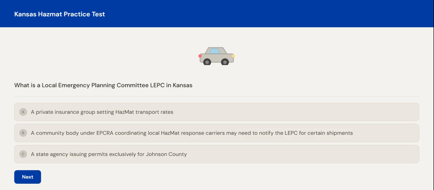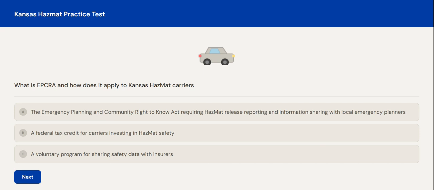Next question. What is a Local Emergency Planning Committee, LEPC, in Kansas? A community body that coordinates local hazmat response. These committees ensure that local fire and police are prepared for the specific chemicals moving through their town.